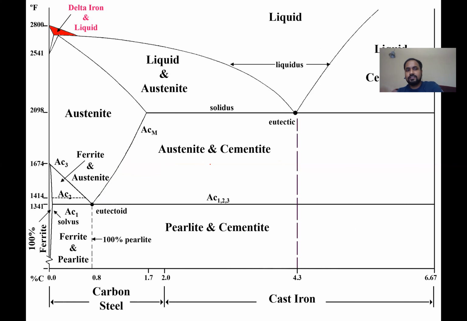Okay, and then there's another iron. As I was saying, iron transforms from BCC to FCC and then again back to BCC.